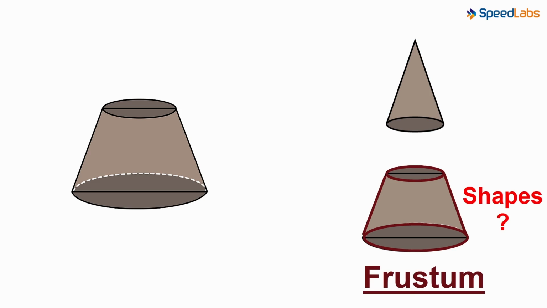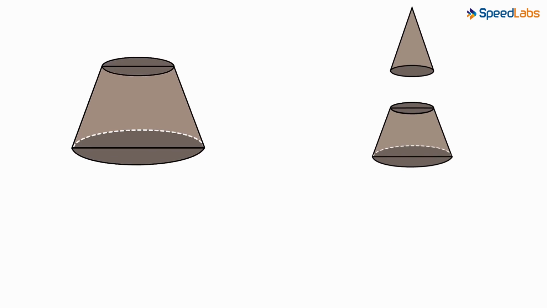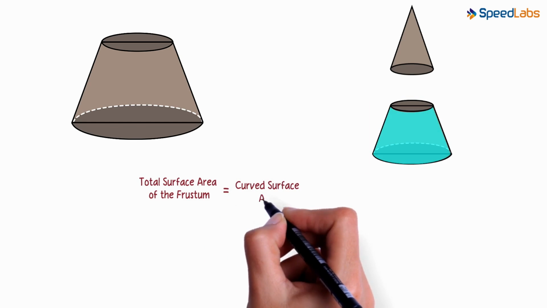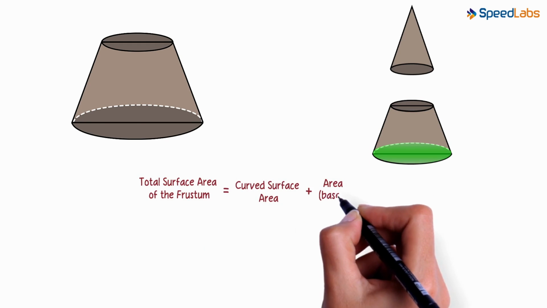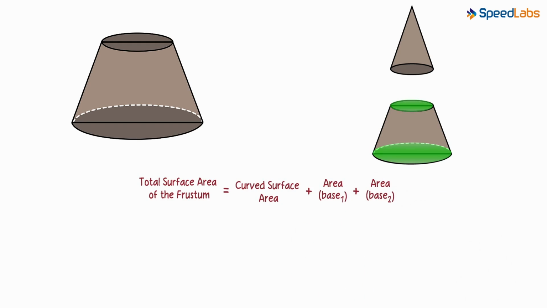What surfaces is it made up of? We see that it has two non-congruent circles as its two bases. It also has this curved surface. Can you guess then what will be its total surface area? Its total surface area will be the area of the curved surface plus the area of this circular base 1 plus the area of this circular base 2.